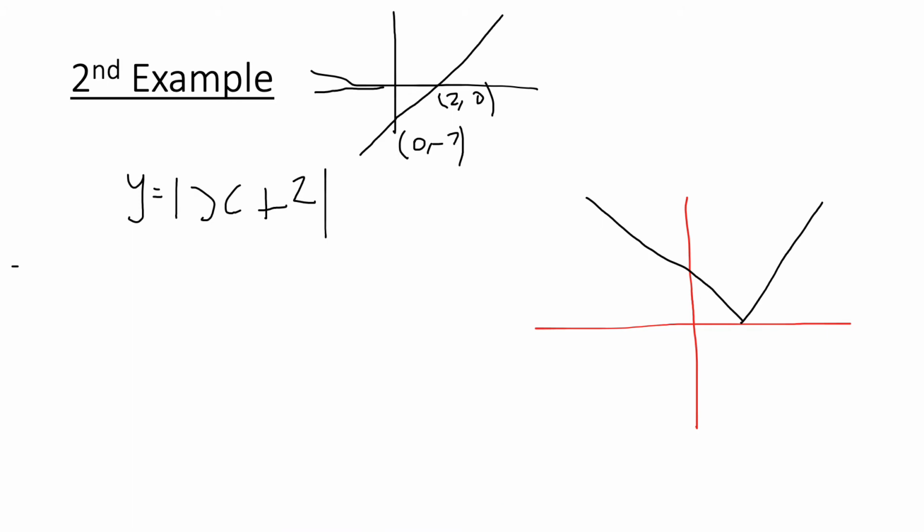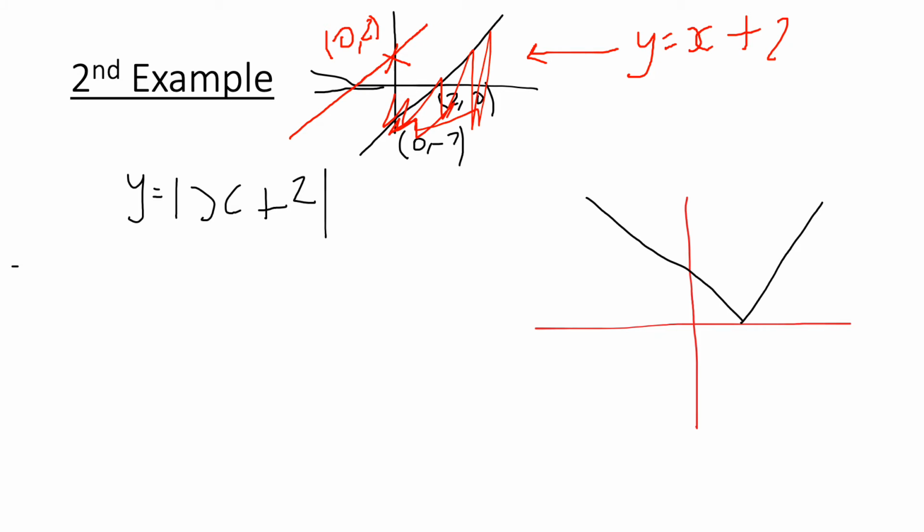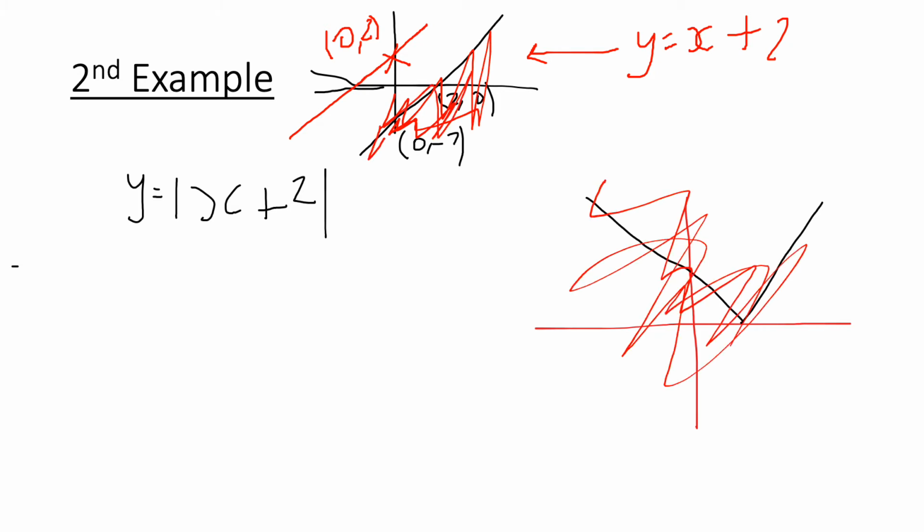Next one, y equals the modulus of x plus 2. So x plus 2 plotted looks like this. That is currently the graph y equals x plus 2. I think I've made a mistake here, sorry. It should be like that, not like that. It goes through 0, 2, and it's got a gradient of 1.